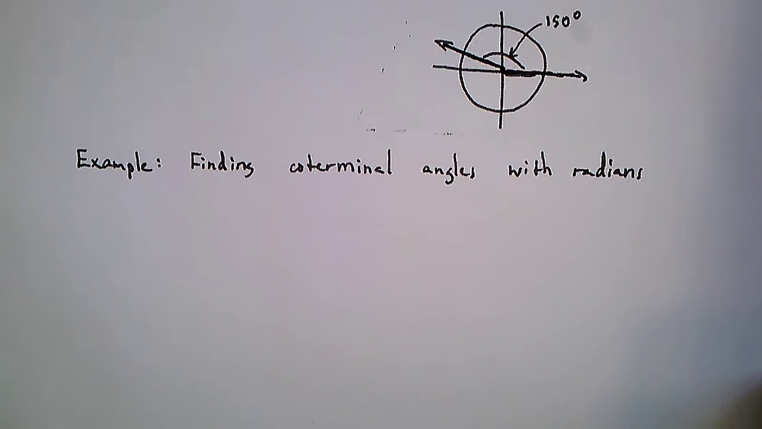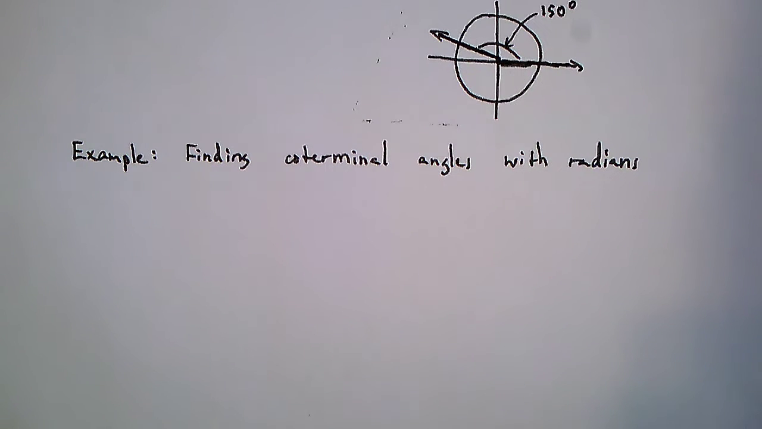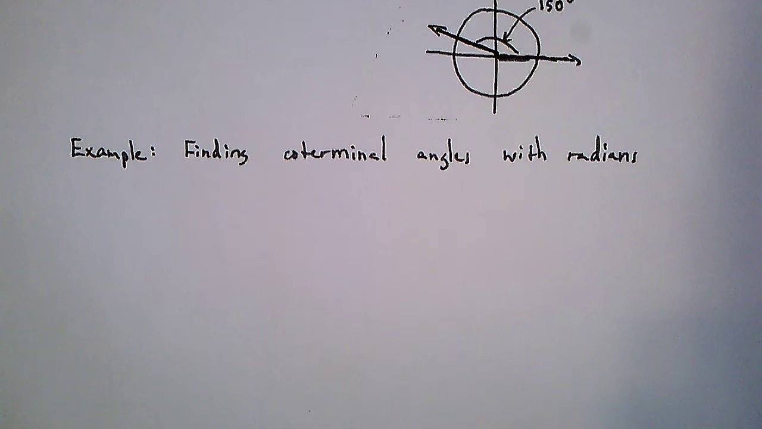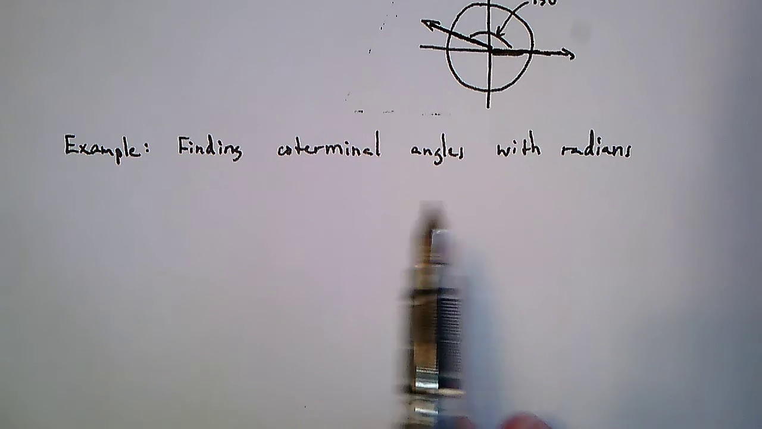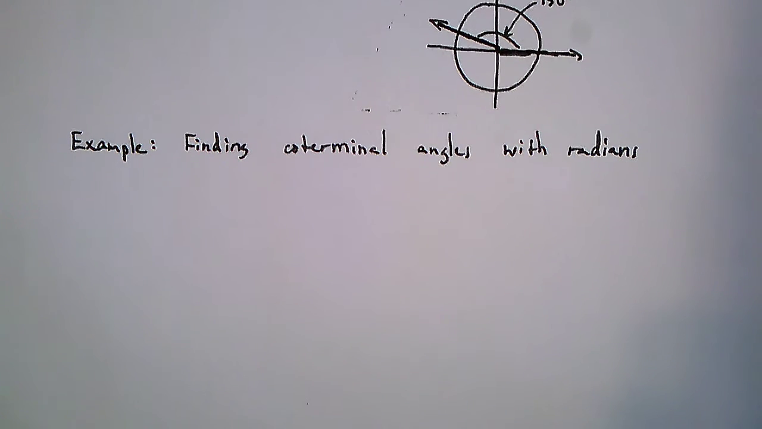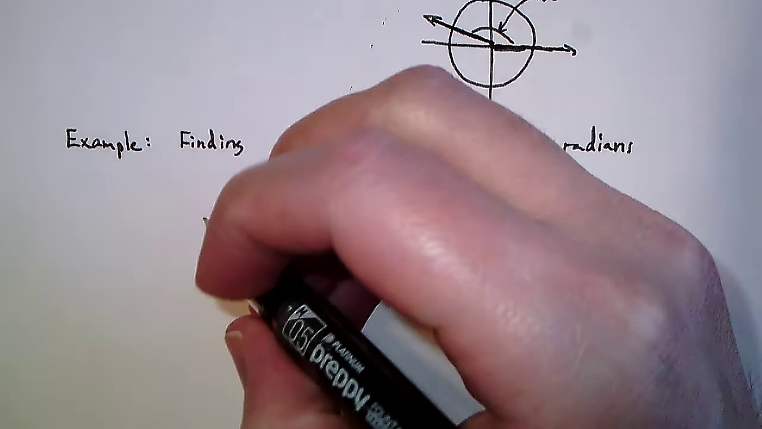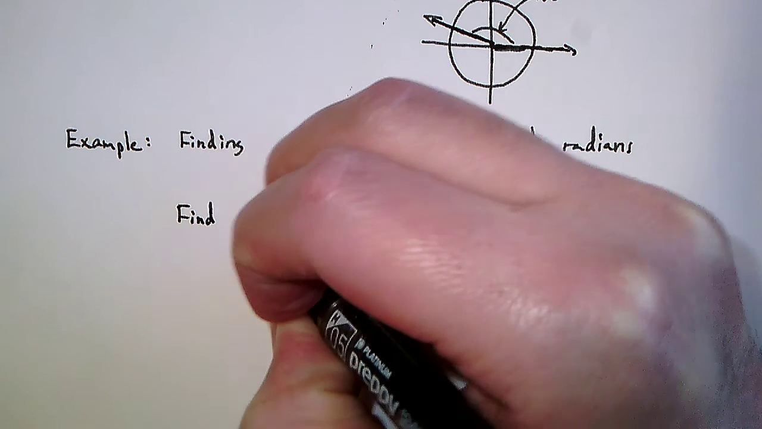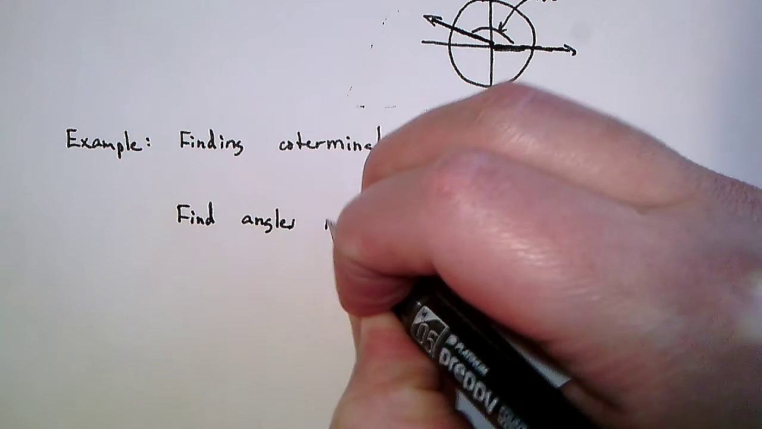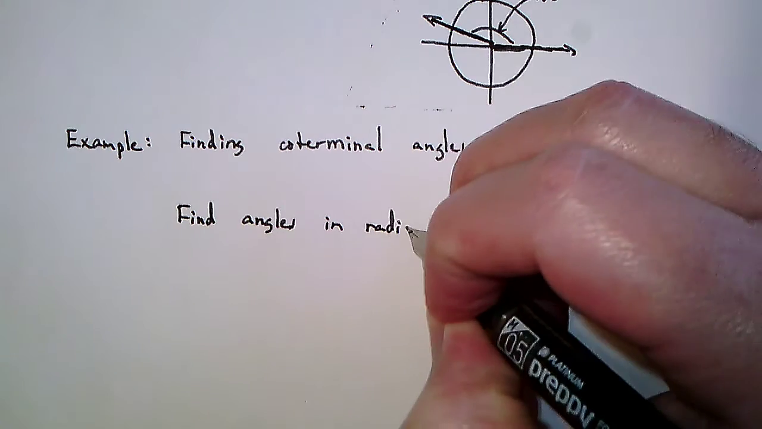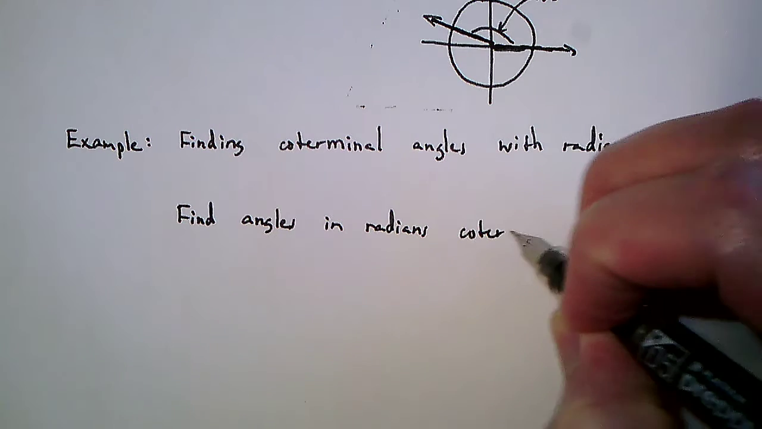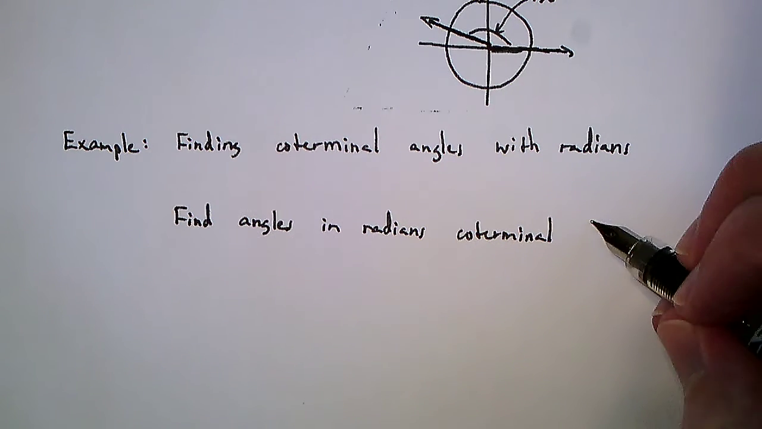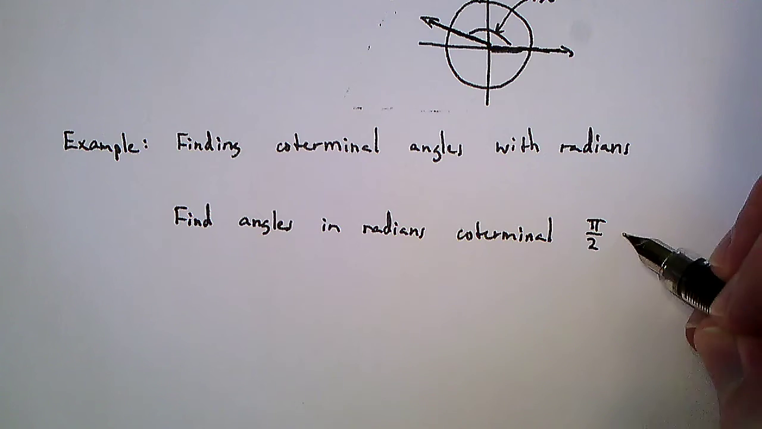Something else we might want to do is to find coterminal angles with radians. So remember, coterminal angles are angles that have the same terminal side, so they look the same, but their angle measurement is different, or might be different. So let's find angles in radians coterminal with pi over 2 radians.